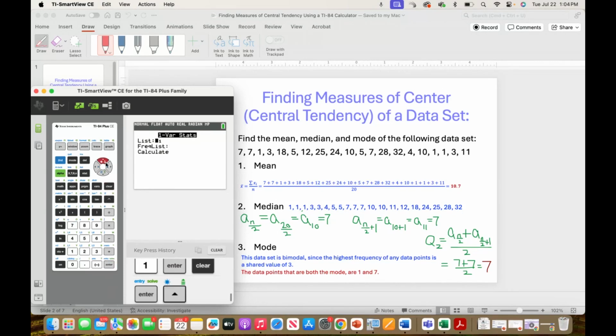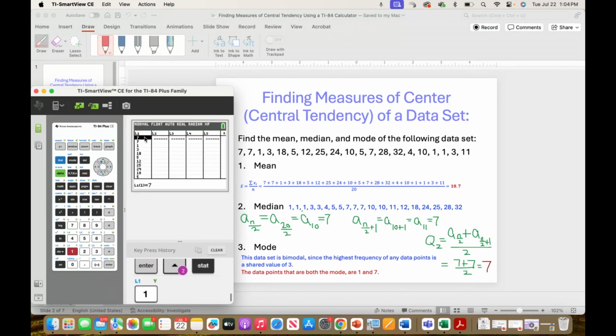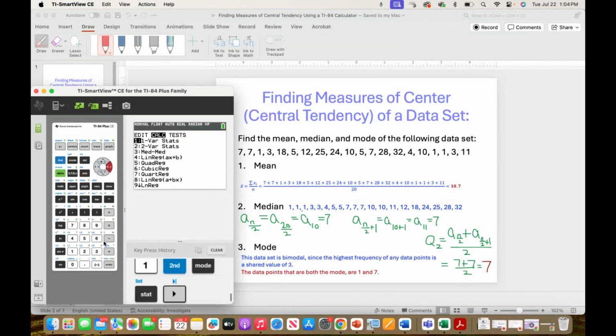But notice here that our list that we were working with was list 1. Let me actually go back so you can see that real quick. So if I go to Stat, Edit, we were working with list 1. If I had put all my data in L2 or L3 or one of these other lists, then when I'm doing my calculation for one variable statistics, let's say that it was L3, I would have to select L3 down here. You see where number 1 is, there's a little blue L1. Where number 2 is, there's a blue L2. Where number 3 is, a blue L3. 4, there's a blue L4, and so on.